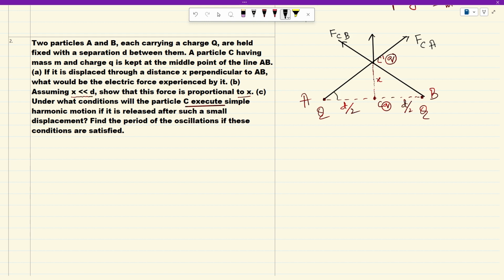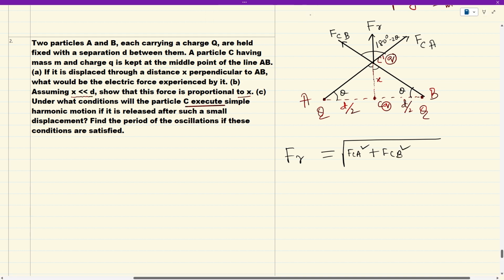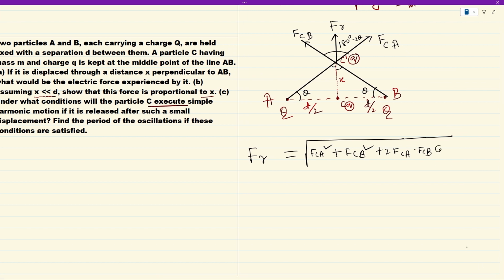Let us calculate this. If this angle is theta, then this angle is going to be 90 minus theta. This is also 90 minus theta. The sum of these two is going to be 180 minus 2 theta. The resultant force Fr equals the square root of F_CA squared plus F_CB squared plus 2 F_CA F_CB, and then the angle between the two forces, 180 minus 2 theta, that we need to substitute, cos(180 minus 2 theta).